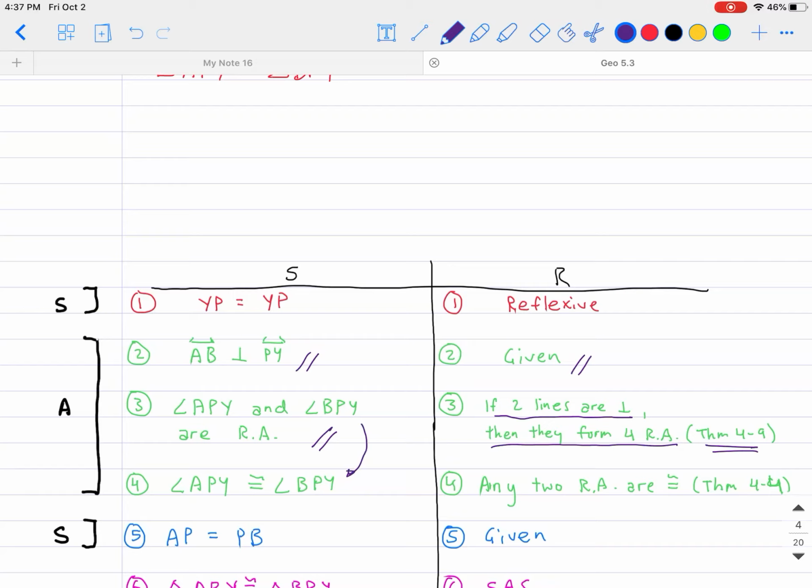Why do I want right angles? Well, that's where the next part comes in. Here in number 4, you can see that I said APY is congruent to BPY because there is also another theorem that we learned that says any two right angles are congruent to each other. And that was theorem 4.4. A lot of the times, if I don't know the number of the theorem, which I do not, I usually just write out what it says, and I think that's actually more effective.